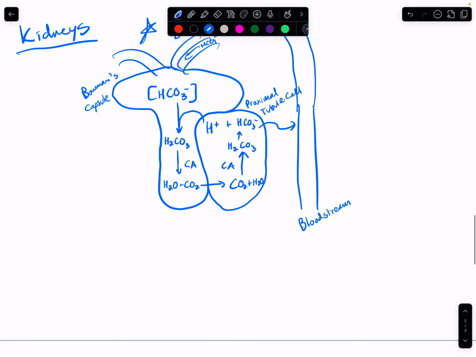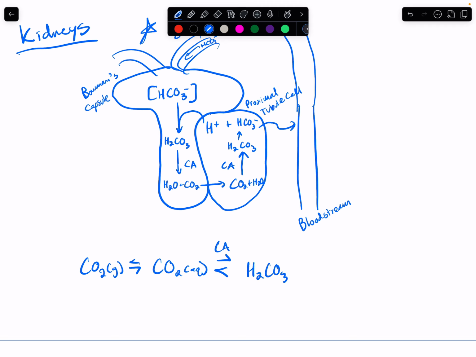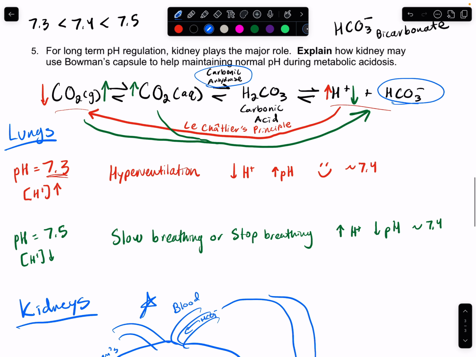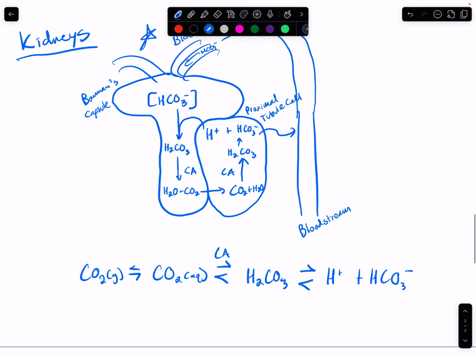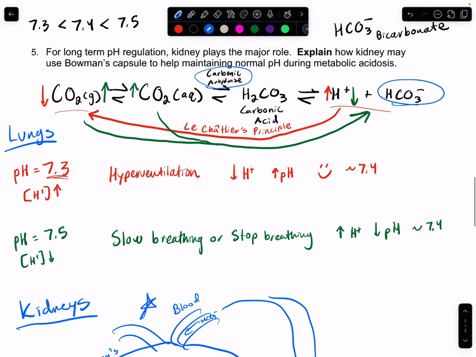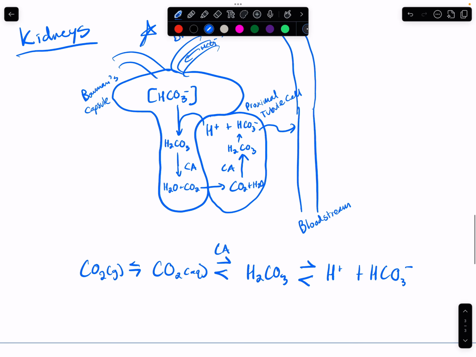So I'm going to rewrite it again, where our CO2 gas goes to CO2 aqueous, which can be made into carbonic acid with carbonic anhydrase, which will decompose into H+ plus HCO3 minus. All right, so now we are going to deal with these same scenarios of different pHs and just see how this structure of the Bowman's capsule can help regulate the pH.